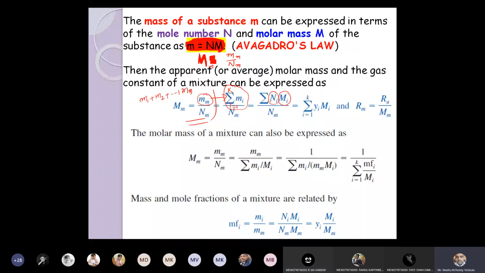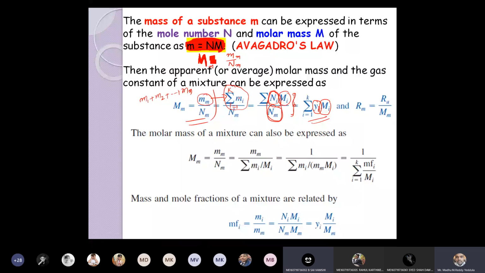Now ni is nothing but the number of moles of the i component divided by the number of moles of the mixture. What is this ratio? This ratio is called mole fraction. Mole fraction is denoted by the symbol y, and for that particular component I am writing yi, multiplied by Mi. This is one way of representing the molar mass of the mixture. Now it is clear?